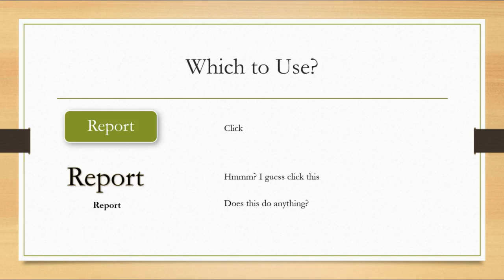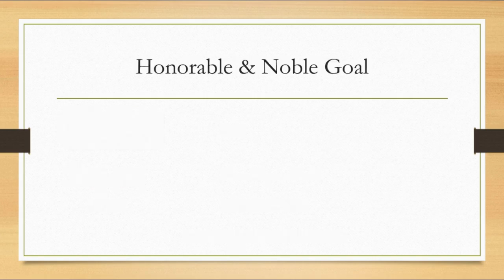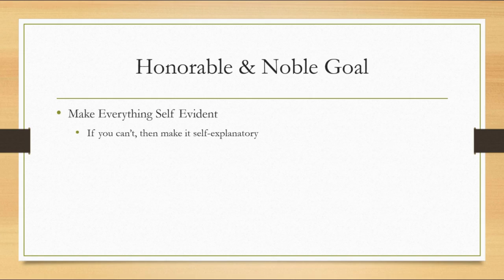Okay, so if we do the other two, we're making the user think, and that's what we don't want to do. We want it to be obvious to them. So an honorable and noble goal is to make everything self-evident. If you can't, then make it self-explanatory.